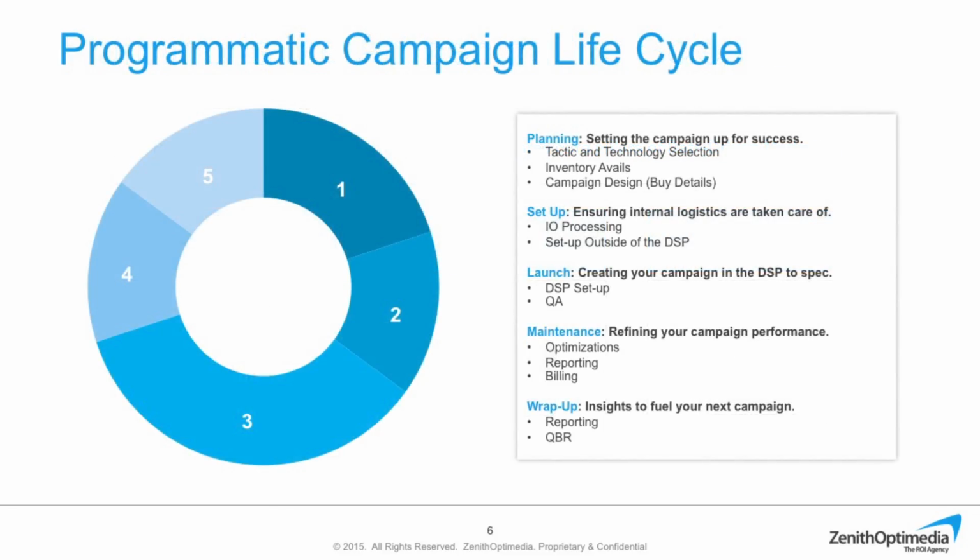It's important to remember that the programmatic campaign lifecycle is cyclical. The programmatic campaign lifecycle is not a linear process. We do start with planning and then set the campaign up for launch and run it with the different optimizations. But then the insights and information that we glean from the wrap-up report, we're able to put back into the next campaign for that brand.